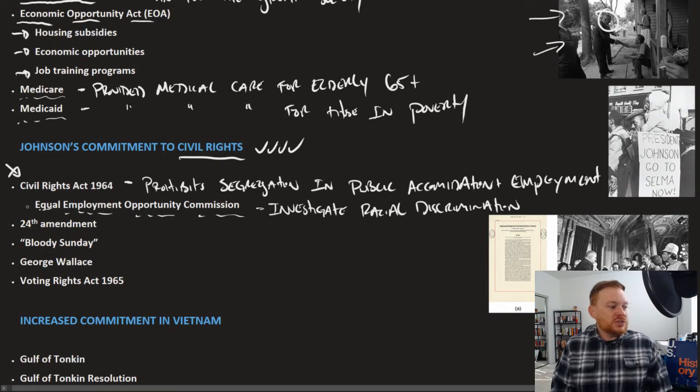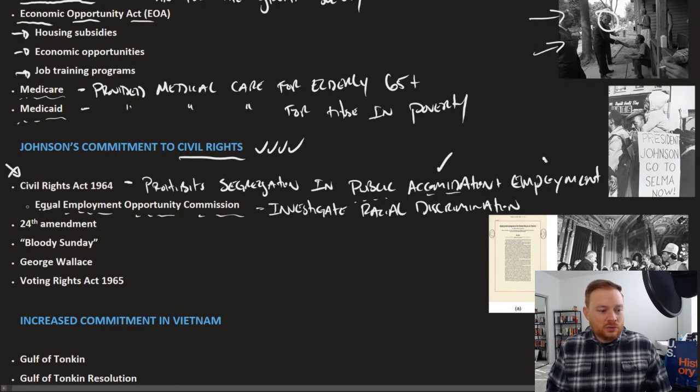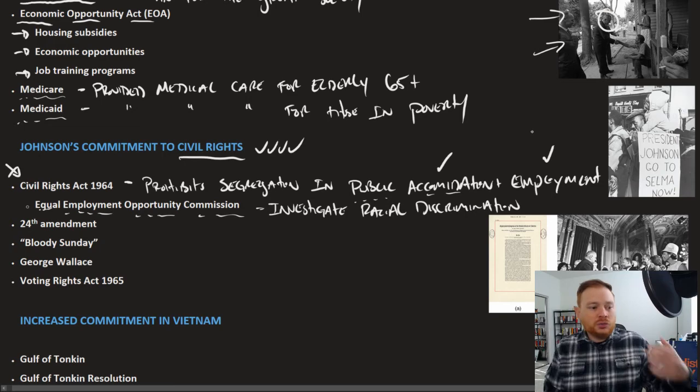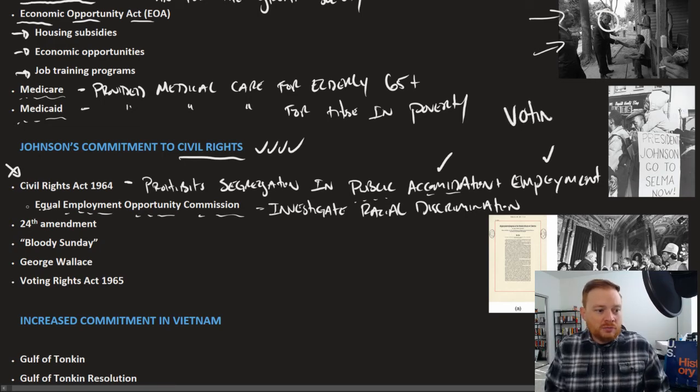The 24th Amendment. So the Civil Rights Act tackled the issue of public accommodations. It tackled the issue of employment, but there was still one big glaring issue out there, and that was the issue of voting.